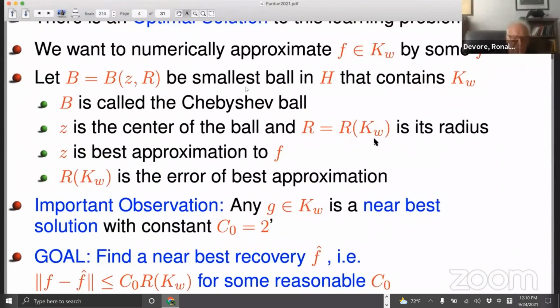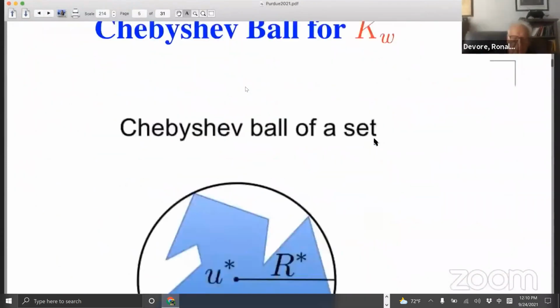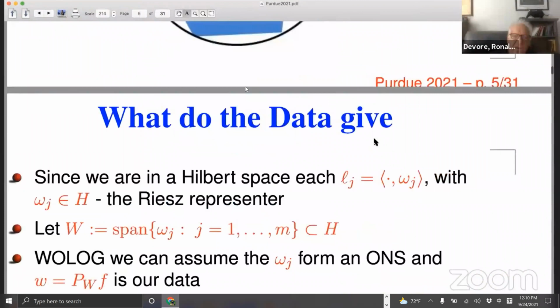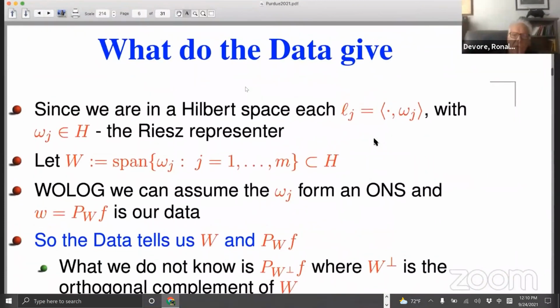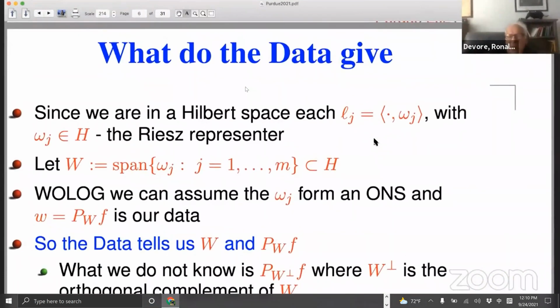Hopefully everybody followed that. All right, now let's try to understand, what does the data give? What does the data tell me? Since I'm operating in a Hilbert space, the data are linear functionals in the Hilbert space, and so there's something in mathematics called the Riesz representer theorem that says every linear functional is the inner product with an element omega j from the Hilbert space. These are called the Riesz representers of these data functionals.